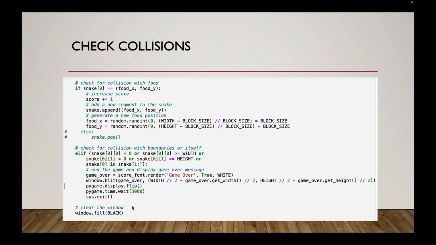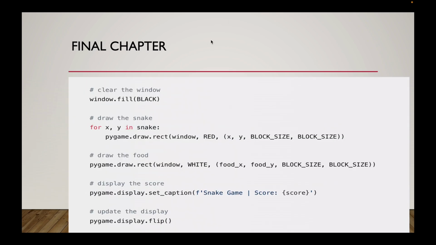So here we will clear the window, fill it with black color, and this is the final code. Now let's draw the snake. So for x comma y in snake. Snake is a list of tuples of x and y coordinates. So from here we are getting two values.